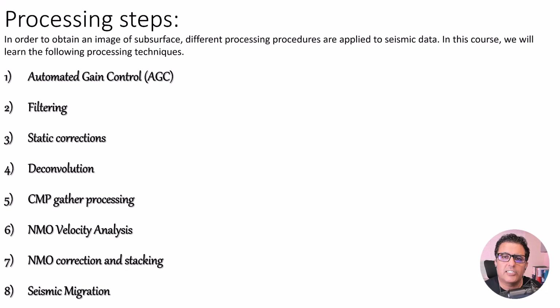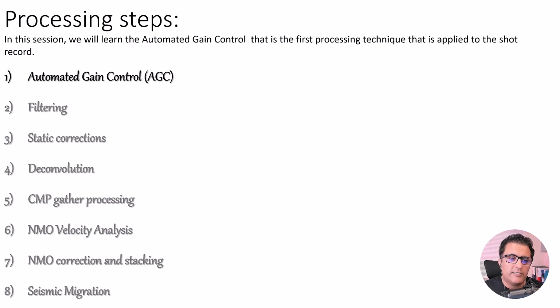However, in practice, there are more processing steps that we have to apply to seismic data in order to get a more accurate image of the subsurface. But it is something basic, and if you are given seismic data, by applying these processing steps, you can get some image of the subsurface. So as you see here, the first step that we may apply to the seismic data is automated gain control, or AGC.